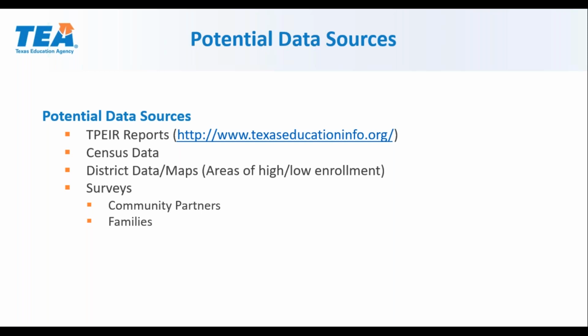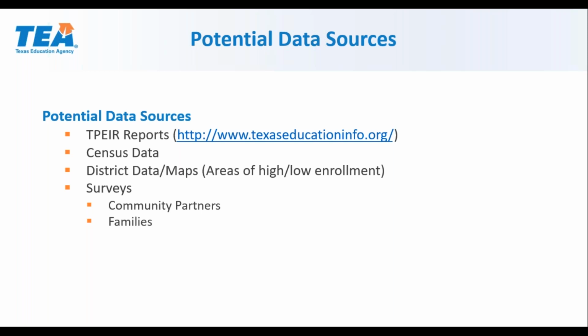You can also use census data, district data, or maps. So some districts have mapped out exactly where they're getting their pre-K kids from. And if there's any pockets that you see you're not enrolling families, then maybe you want to target outreach in those areas with businesses or flyers or different things like that. And then also just conducting surveys.